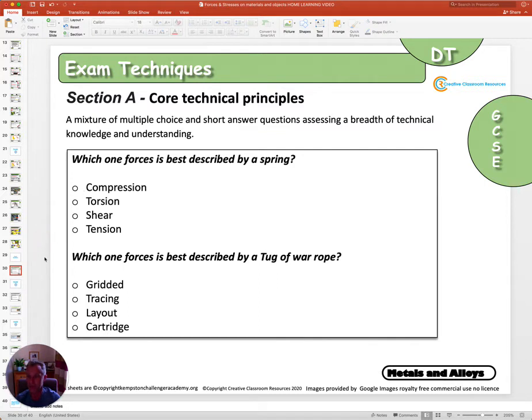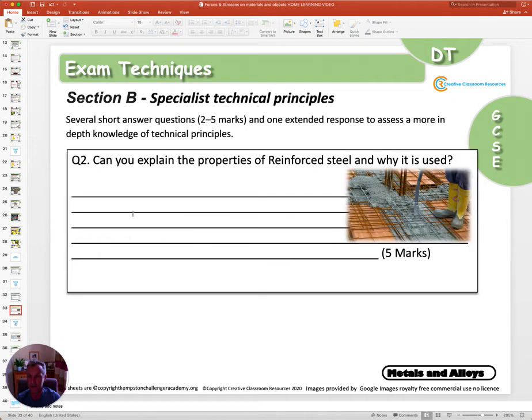Okay, now if you've been listening carefully, you'll hopefully know that a spring is compression and a tug of war rope is under tension. Very straightforward and very easy. Slightly longer question. Can you explain the properties of reinforced steel and why it is used? Alright, so we just had a conversation about this. Why is the steel used? So give an example of where it's used, how it's been reinforced, and what is the reason behind that.